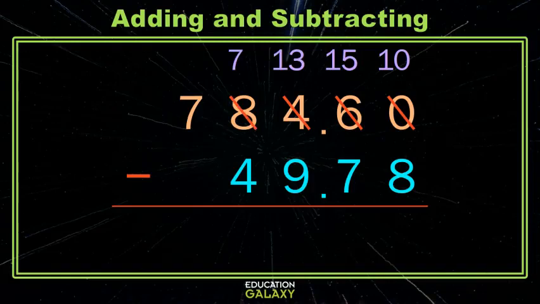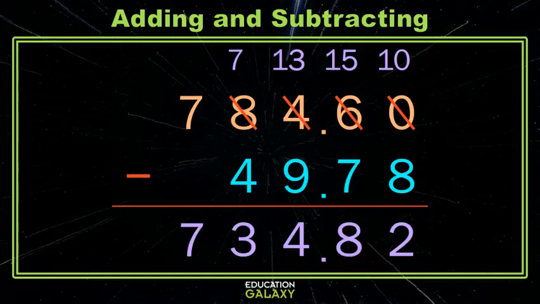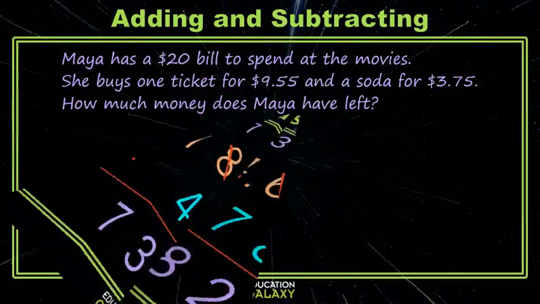Now we're all ready. 10 minus 8 is 2, 15 minus 7 is 8, don't forget your decimal. 13 minus 9 is 4, 7 minus 4 is 3, and lastly, 7 minus nothing is 7. Okay, now that we're all warmed up, let's do an example together.